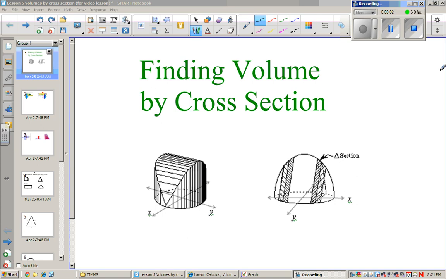Welcome to the video on finding volumes by cross-section. Down here we have two examples of what a volume by cross-section could look like, and we're going to see an applet that shows us how these are built in just a moment.